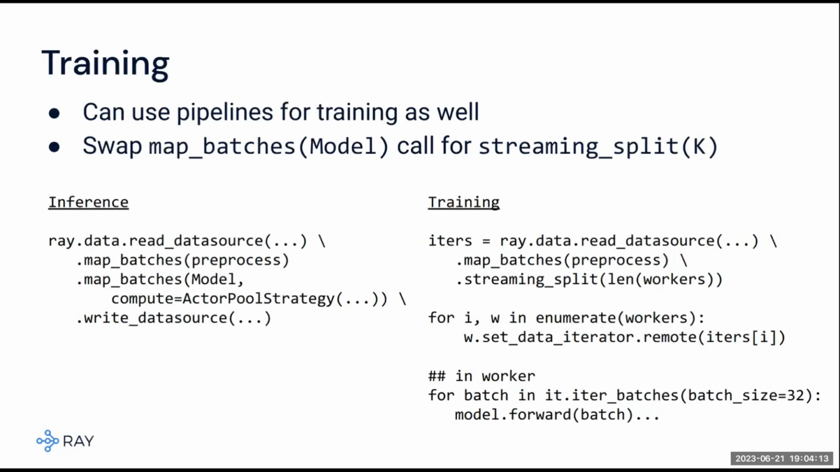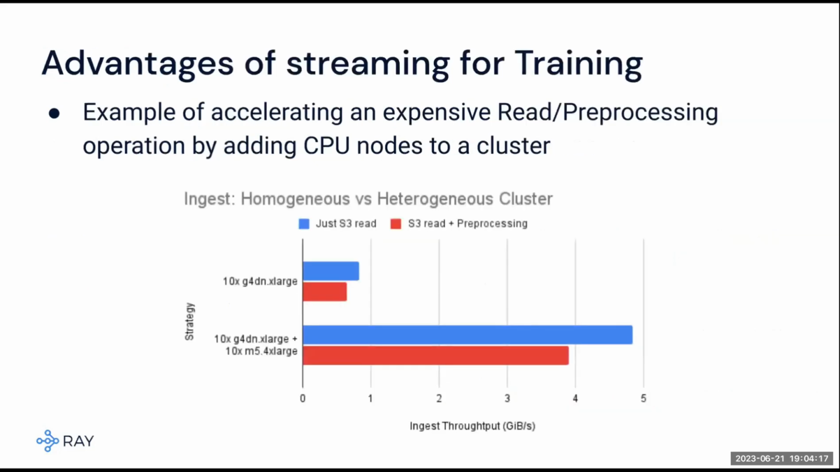This is something that we're trying to incorporate with Ray Train as well to make it a little bit easier to use. We also did an experiment of streaming for training with Ray data. So this is an example where we used just GPU nodes and then GPU nodes plus CPU nodes.